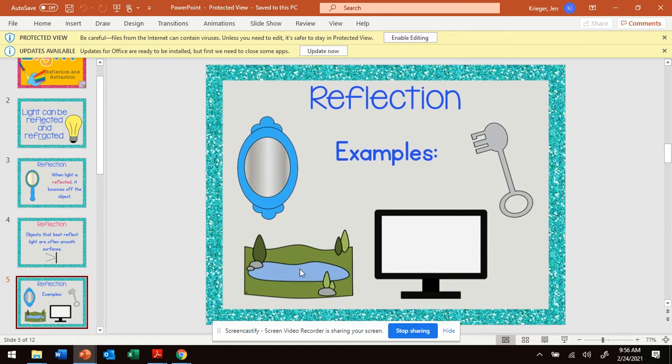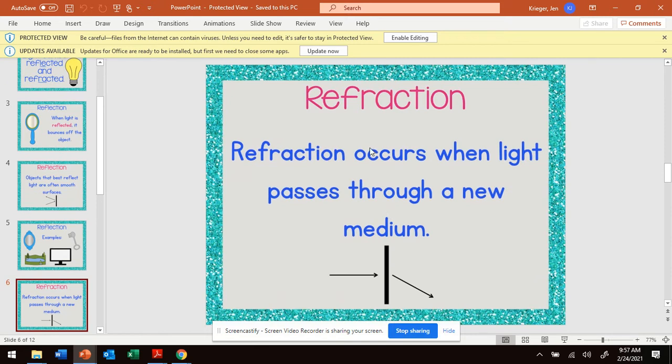Besides a mirror, think about a pond or any body of water, maybe your TV screen or computer monitor, a metal key, not a plastic key, but a metal key. Now the word refraction. A synonym for refraction is bending of light. Light can also refract. Refraction always occurs when light is passing through a new medium or a new material.